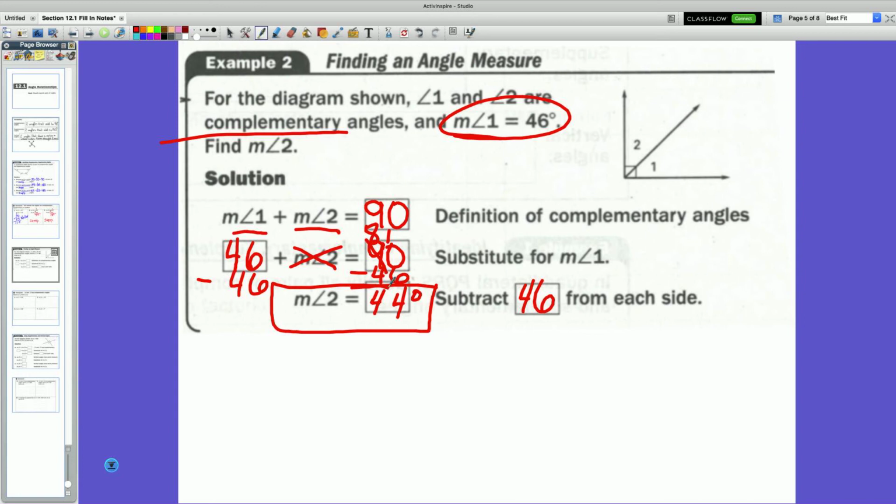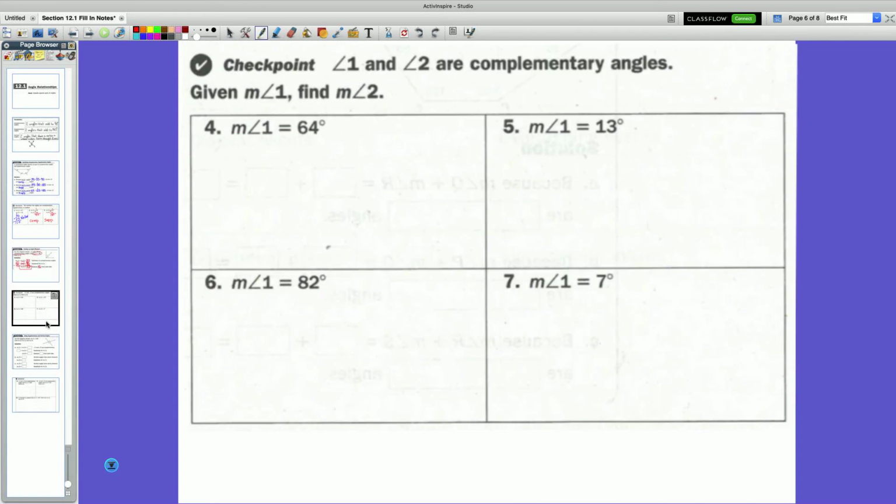All right, so how about you guys use that? It's telling you they're complementary. Go ahead and find numbers 4, 5, 6, and 7 there. Pause, enter your answers, then hit continue to see how you did. All right, so all I need to do is take 90 minus 64. Borrow. So I get 6 and 2, 26 degrees here.